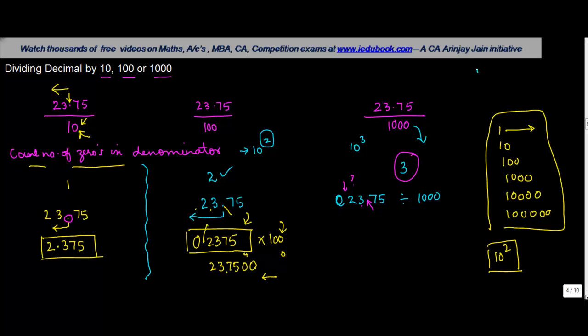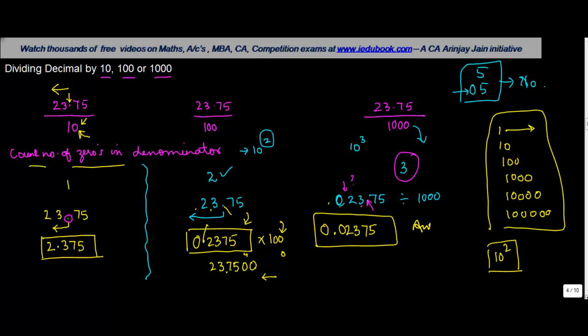Tell me something, if you had 5 or 0, 5, are these two different? The answer is no. Why? Because affixing 0 before any number does not change the value of that number. So we put in as many zeros here as are required to ensure that we move sufficient digits to the left. So 1, 2, 3, and we put in a decimal here. So 0, 2, 3, 7, 5, and we put in a decimal here, and we can also write another 0 here. So this is the answer.